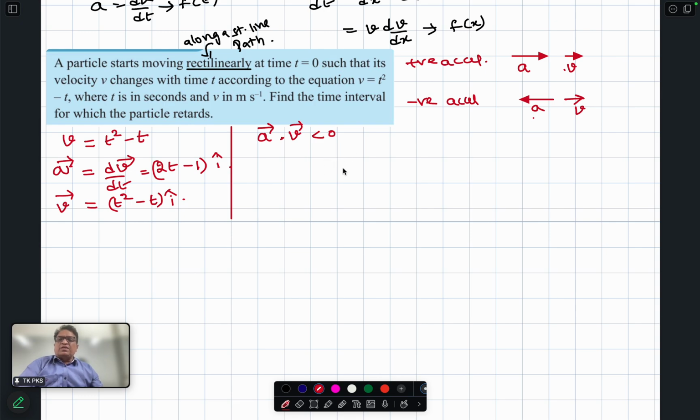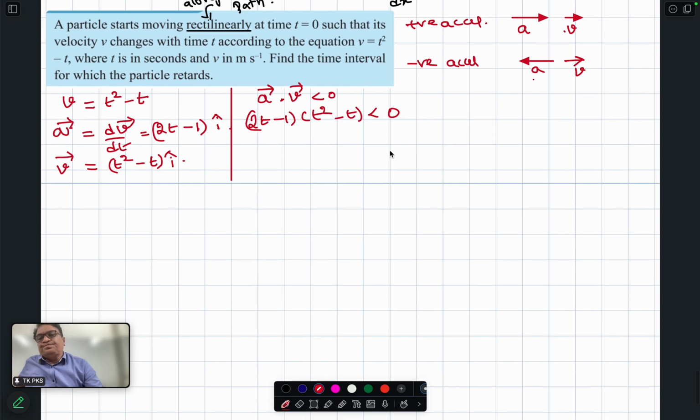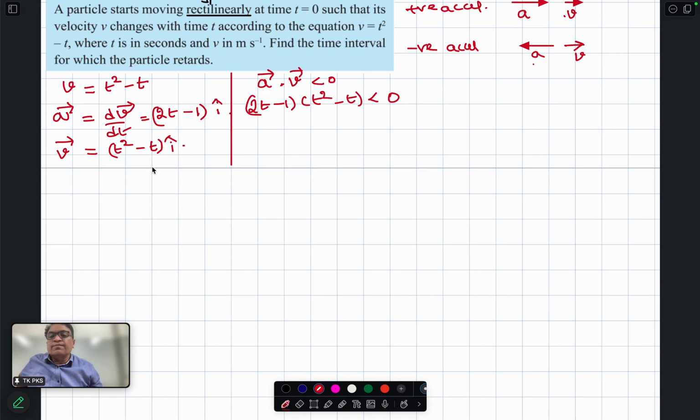A bar dot v bar is less than 0. That is the condition we want. Which means (2t minus 1) times (t square minus t) is less than 0. Multiply this carefully and we get t times (2t minus 1) times (t minus 1).